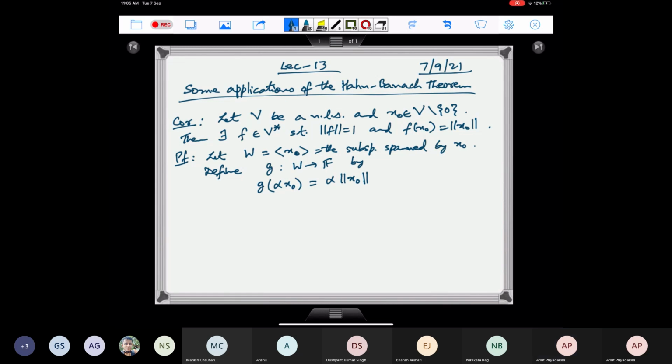So then G is linear, right? Because any point in W is of the form alpha times x naught. So if you take alpha x naught plus beta x naught, then G of that will be equal to alpha plus beta times norm x naught. So that is equal to G of alpha x naught plus G of beta x naught. So G is linear.